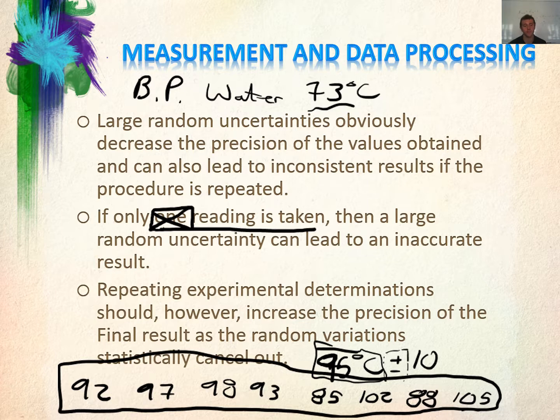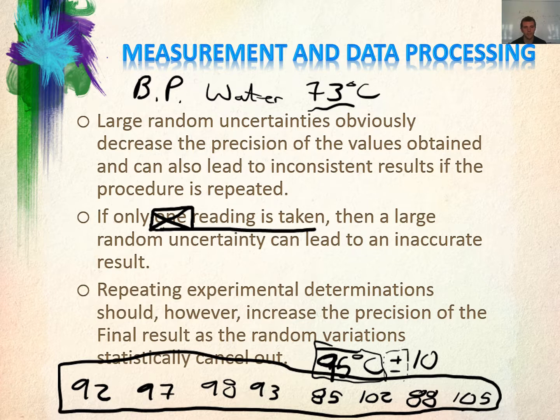Repeating experimental determination should, however, increase the precision of the final result as the random variation should statistically cancel out. So remember how we said that, I'm going to use this example up here again. If I got 95 degrees Celsius, but my random error said that I should have plus or minus 10 degrees, it's a really bad, huge window for error. Eventually, this random error, since it's plus or minus, will cancel out.